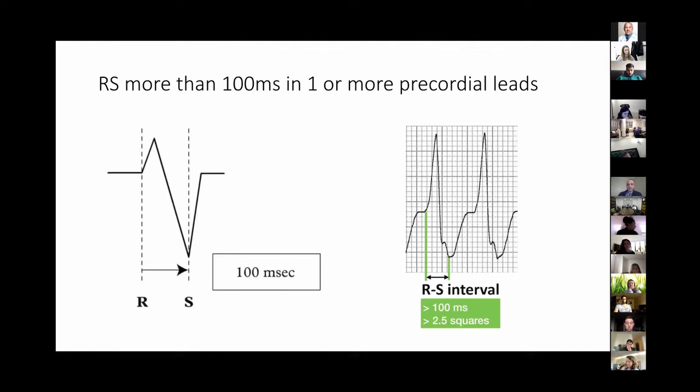And then many groups of researchers have published their empiric experiences where they take a lot of patients with wide complex tachycardia, and then they analyze what characteristics were the most predictive of the diagnosis of ventricular tachycardia confirmed later on EP testing. And then they came up with various cutoffs. One of the easy ones is that if you see this R to S more than 100 milliseconds in any of the precordial leads, that suggests more VT.